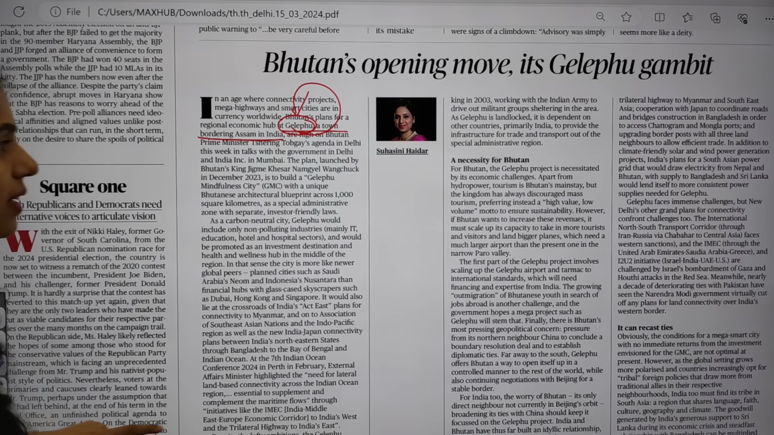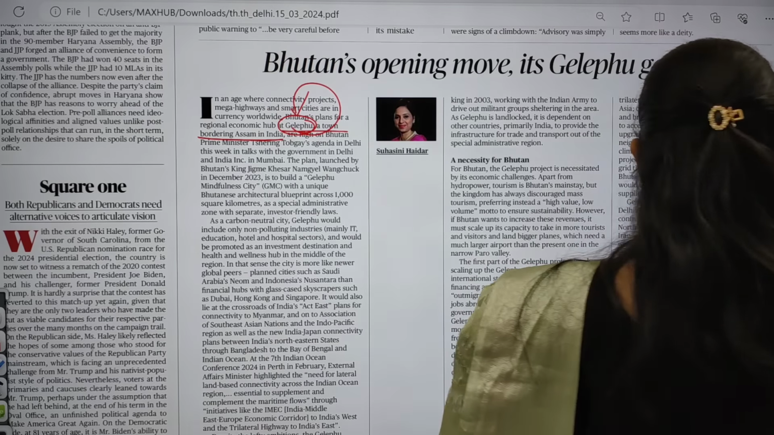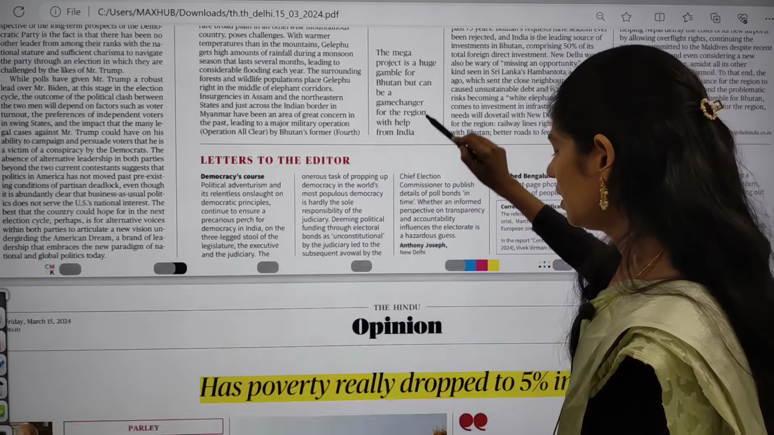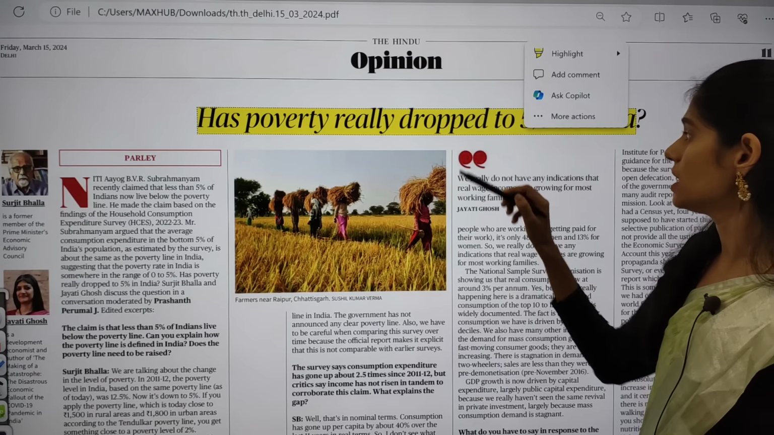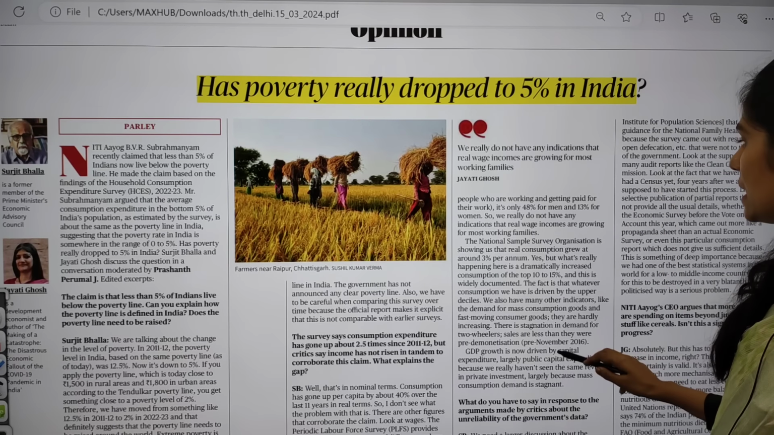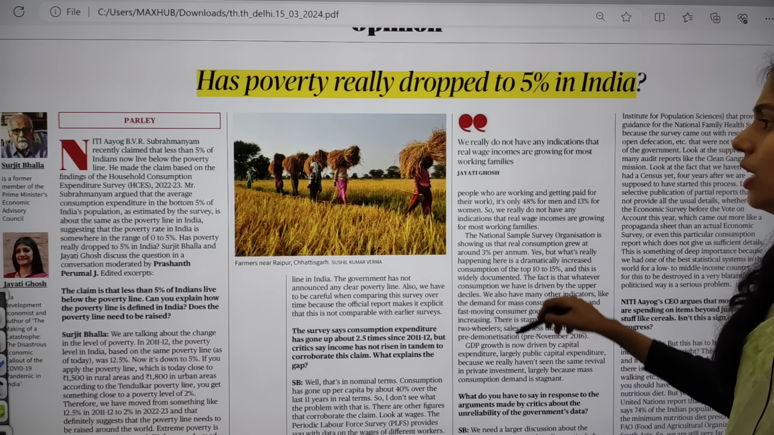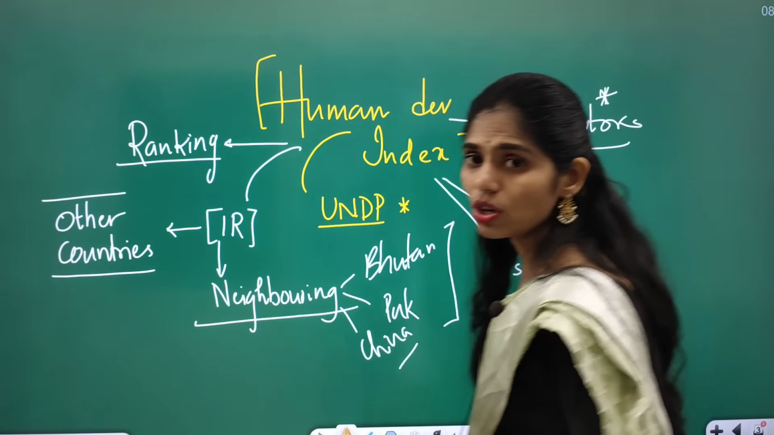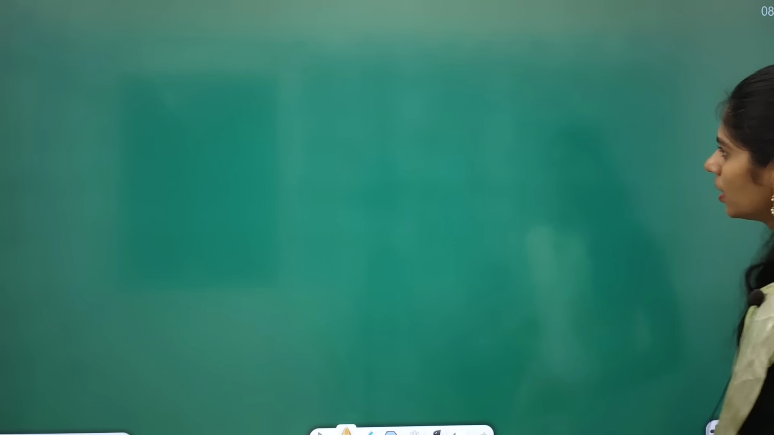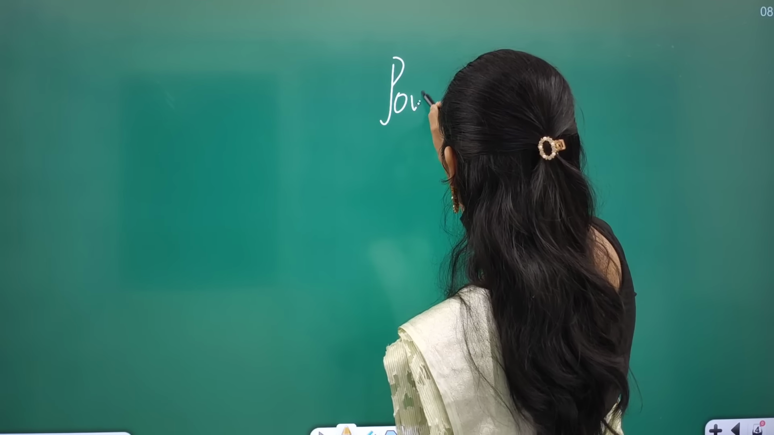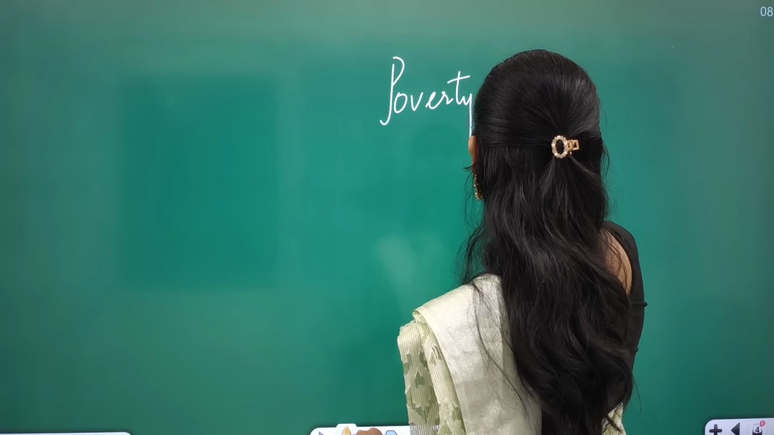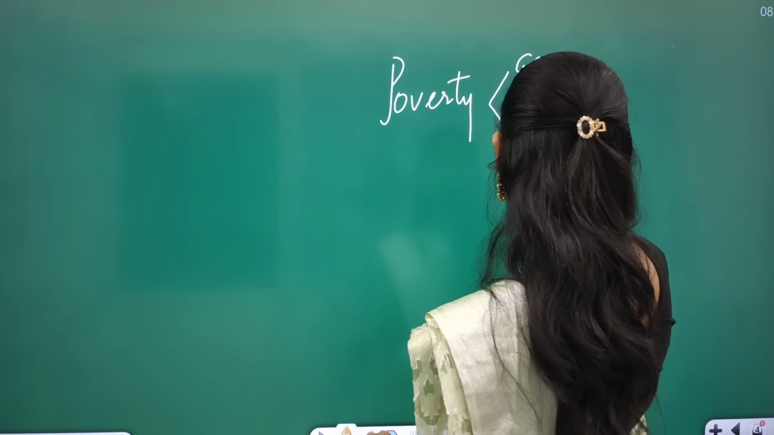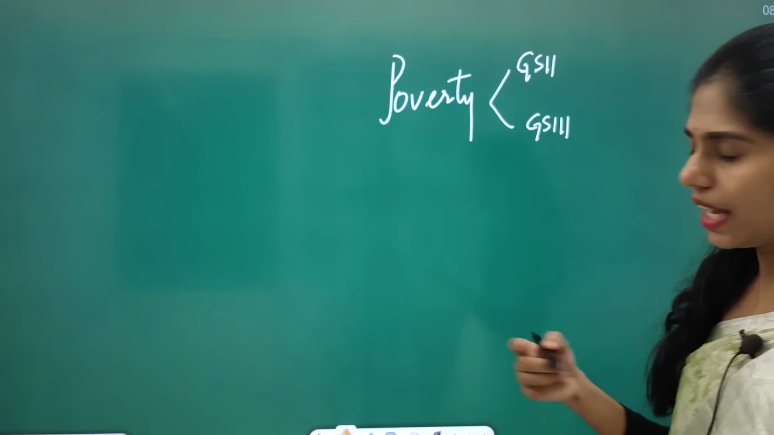Okay, and the next important article is here in this opinion page: has poverty really dropped to 5% in India or not? Here you have to see lots and lots of dimensions. I will let you know which those dimensions are. This topic is important from both your GS paper 2 and GS paper 3 point of view. So I will tell you the dimensions first.